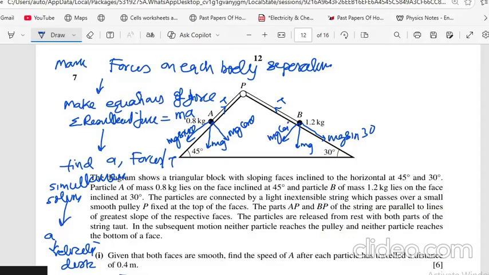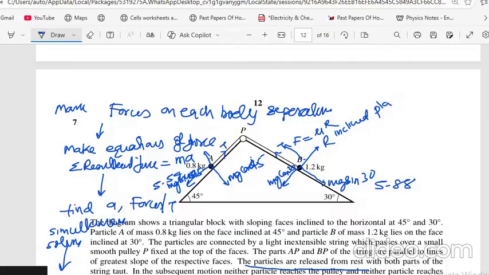Now the mg cos 30 will be balanced by the reaction from the inclined plane. This also will have mg cos 45 here, balanced. So what are the forces? This you can ignore now because I have resolved it, so I can just remove it. But you have to draw this, otherwise the teacher will give you 2 marks here.